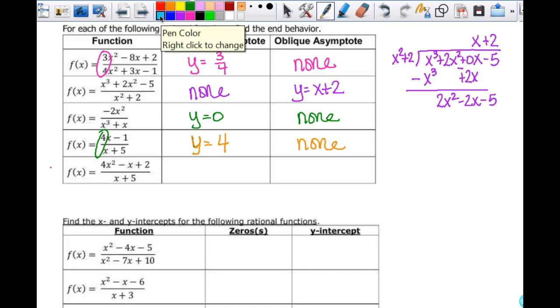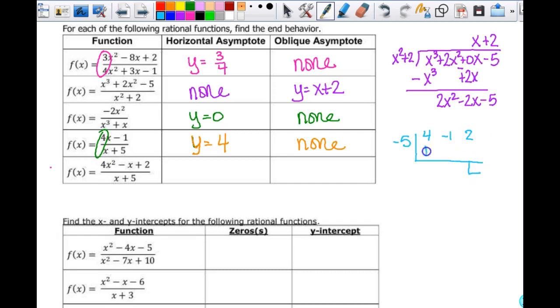Then here, this is 1 degree higher in the numerator, so I need to divide, but on this one I can use synthetic division. So I'm going to have -5 on the outside. On the inside I'll have 4, -1, and 2. Let's bring the 4 down, get -20, it's -21, and then again the rest doesn't matter because this is what's giving me my equation. Y equals 4x minus 21. So this has to be none.